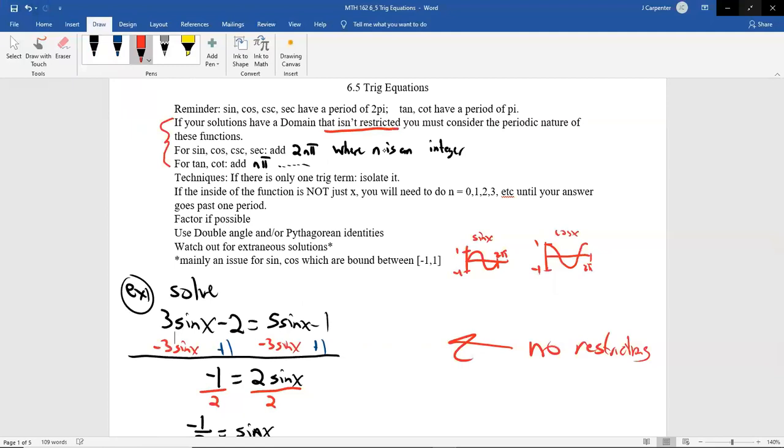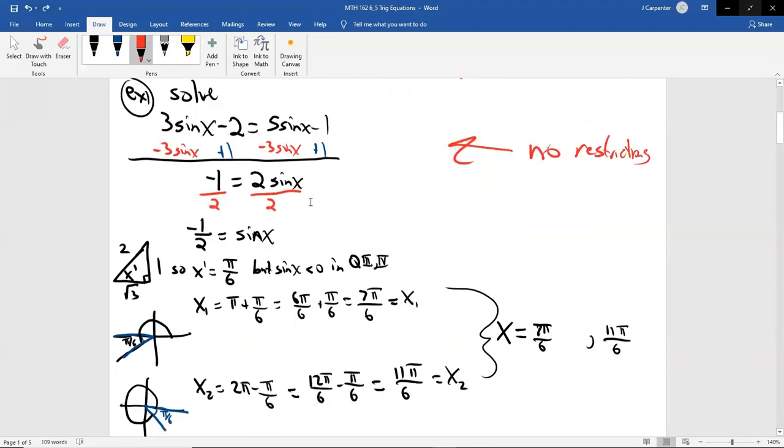The domain is not restricted, and since we were dealing with a sine, we add 2n pi to the solution. That is us just adding 360 degrees over and over and over, or subtracting 360 degrees over and over and over. So we have to go plus 2n pi to both of these.